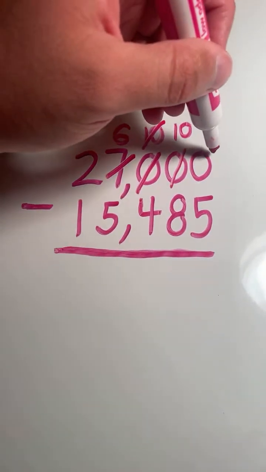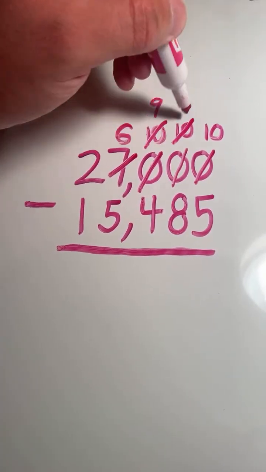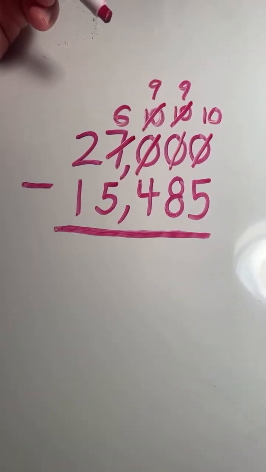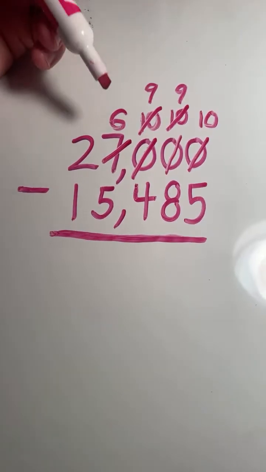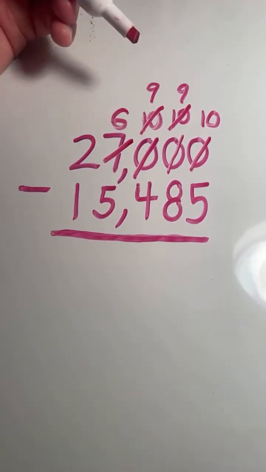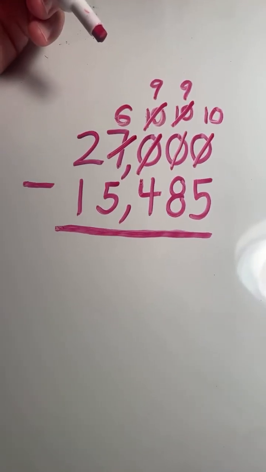So again, we have to add a 10. That 0 becomes a 10. Then the 10 in the tens place becomes a 9. And now double checking, making sure all of the top digits are either equal to or bigger than the bottom digits. So 6 is bigger than 5. 9 is bigger than 4. 9 is bigger than 8. 10 is bigger than 5. We are ready to subtract.